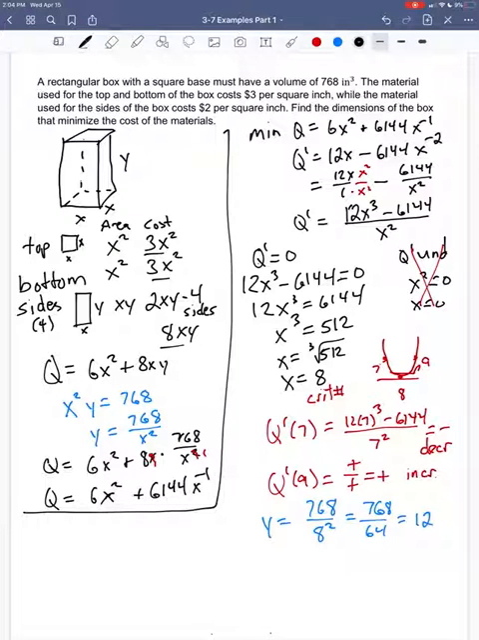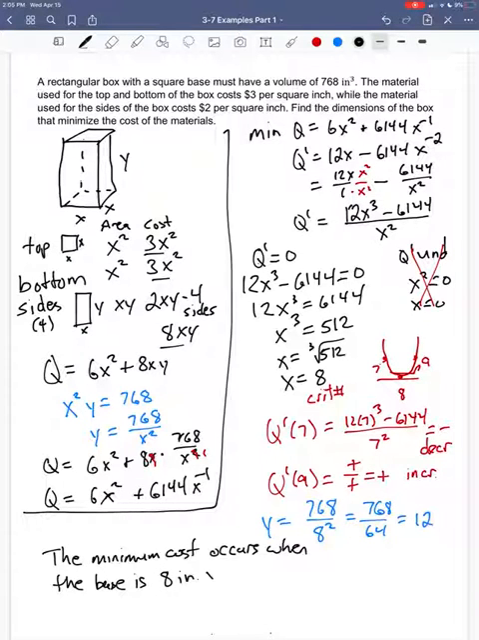So the minimum cost occurs when the base is x by x, right? So that's 8 inches by 8 inches, and the height is 12 inches.